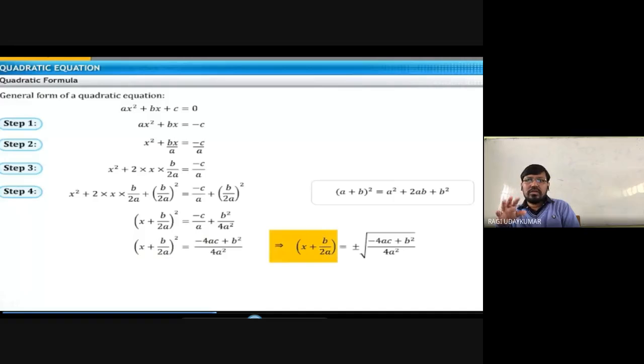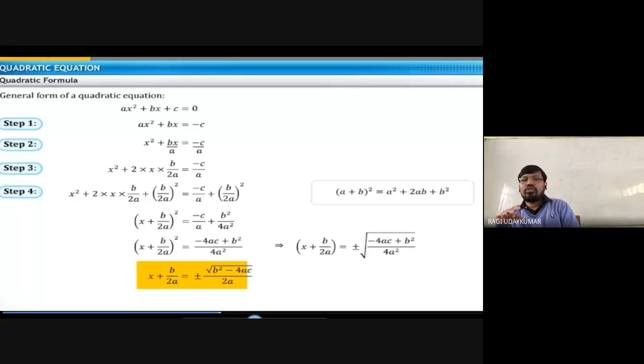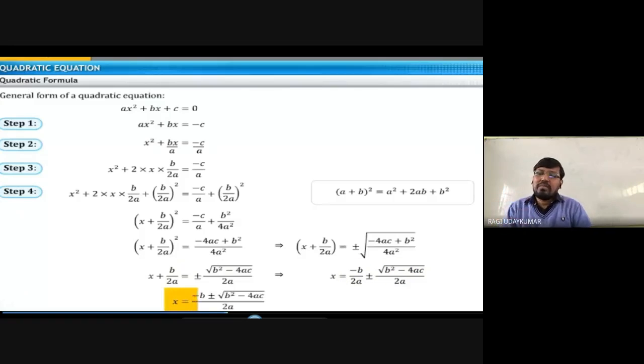So plus or minus under root, you are going to get when you take the square root. x plus b by 2a, and that b by 2a is taken to the right side. So in short form, x plus b by 2a is equal to plus or minus under root of b square minus 4ac by 2a. So x is equal to minus b by 2a plus or minus... let's simplify; both denominators are 2a. So you can write it as minus b plus or minus under root of b square minus 4ac by 2a. So this is the formula to find the roots of the quadratic equation.